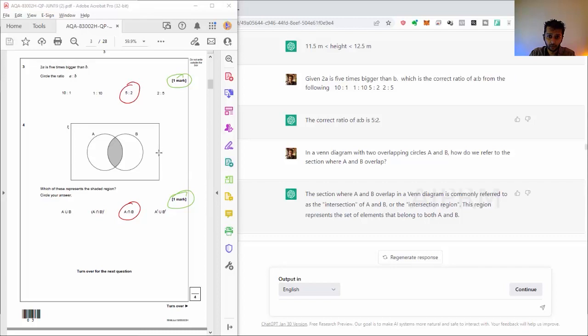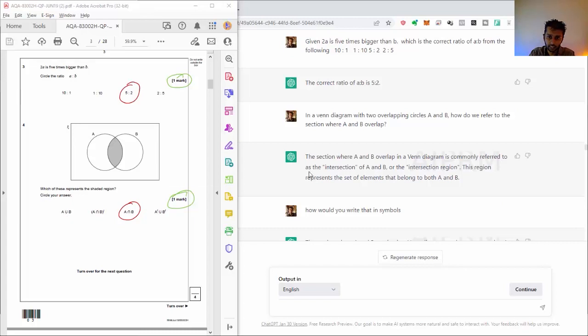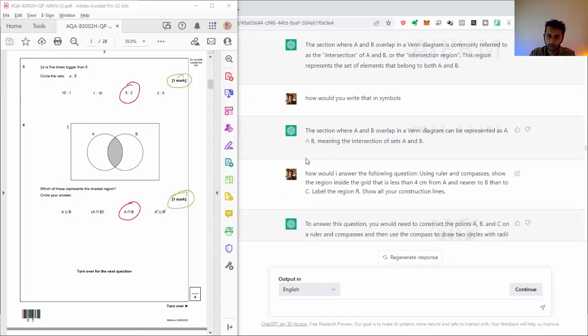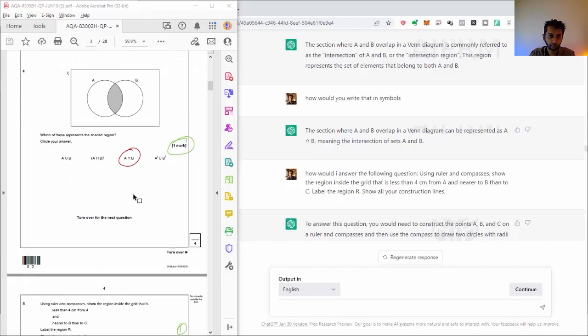Question 4 was a diagram, so I had to describe it. So in a Venn diagram with 2 overlapping circles A and B, how do we refer to the section where A and B overlap? And it says it's the intersection region, which is fine, but I needed it in symbols. So I said, how would you write that in symbols? So it said A intersect B. So that was that option, and that one was correct.